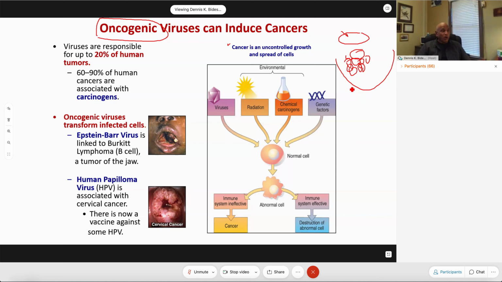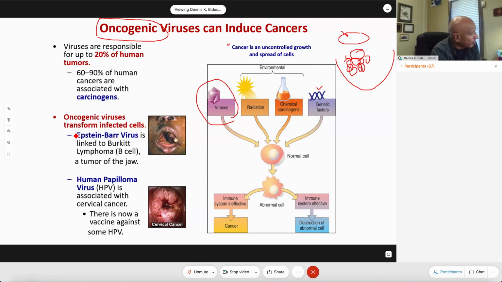For example, chemicals, ultraviolet light. People also have genes, mutated genes that can lead to this condition. But of course, viruses can cause cancer also. I'm going to just mention two for now. There are a few of them later on we'll talk about. In fact, I'm going to mention three right now.